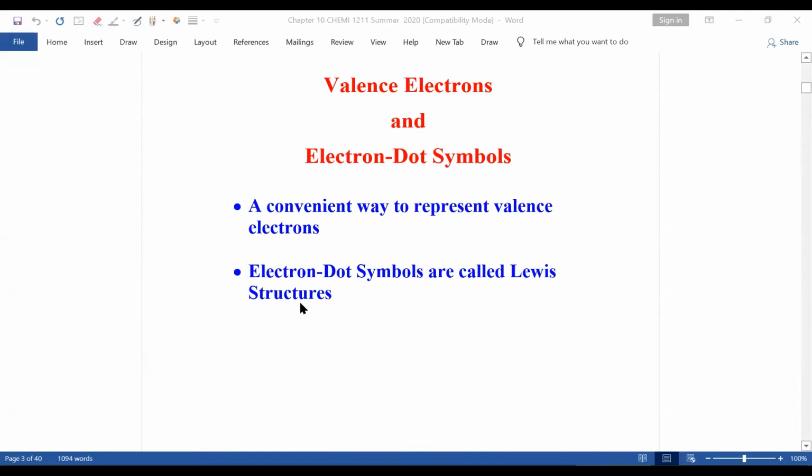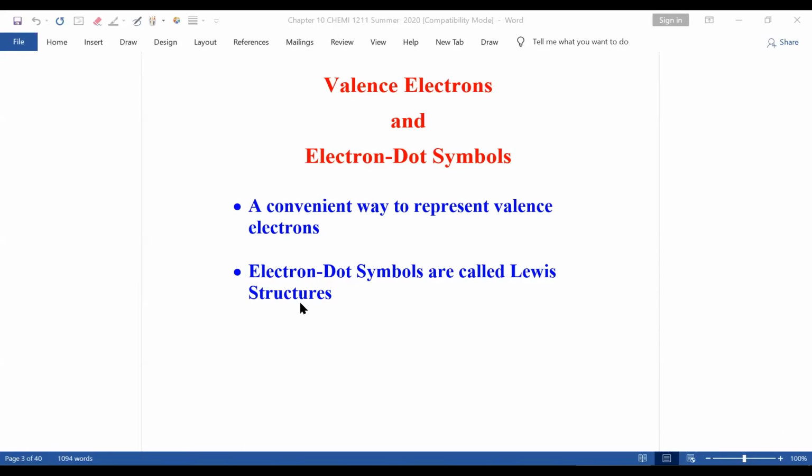Now, an important aspect of understanding chemical bonds are valence electrons, which we talked about briefly, and something called electron dot symbols. Now, what is this? It's a convenient way to represent the valence electrons. What are the valence electrons? Well, those are the outermost electrons. Those are the electrons that are involved in chemical reactions. And that's the fun part of chemistry.